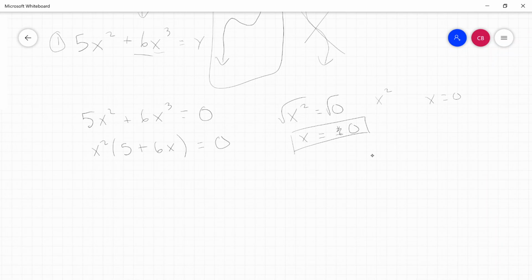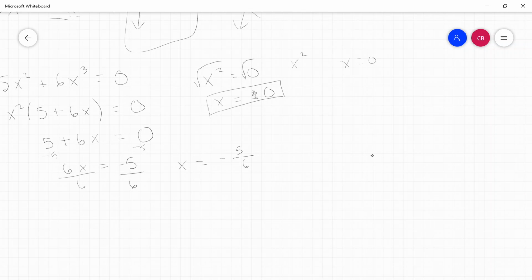Okay, let's figure out the other one. We have 5 plus 6x is equal to 0. So now 6x is equal to negative 5. I've subtracted 5. Divide by 6. x equals negative 5/6.